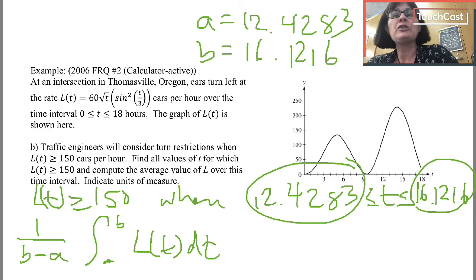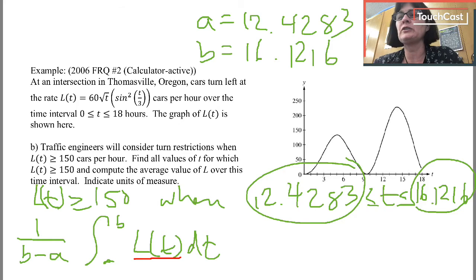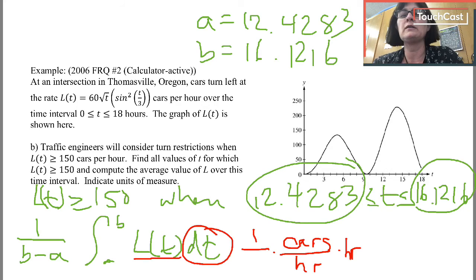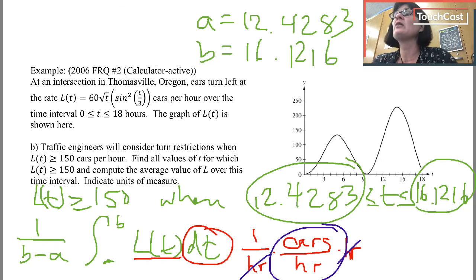And we'll have to figure out our units, indicate units of measure. L of t is measured in cars per hour. dt is measured in hours. And 1 over b minus a, where b and a are both measured in hours. So watch this. That's 1 over hours times cars per hour times hours. So these hours cancel. All right, final answer is going to have units of cars per hour.